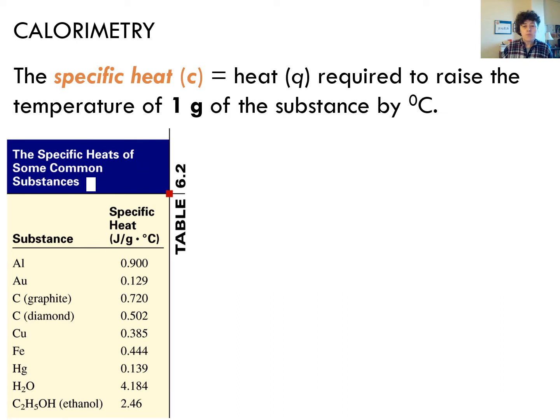So in calorimetry, we measure the amount of heat that is given off or absorbed by a substance. And the specific heat is the amount of heat that is required to raise the temperature of 1 gram of a certain substance by 1 Celsius. So you see a table here with several specific heats. And the first one is aluminum, that has a value of almost 1. You see other metals, they have quite different values.